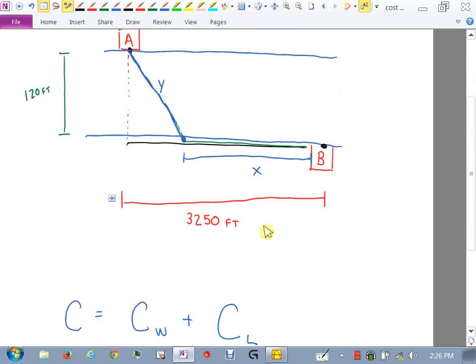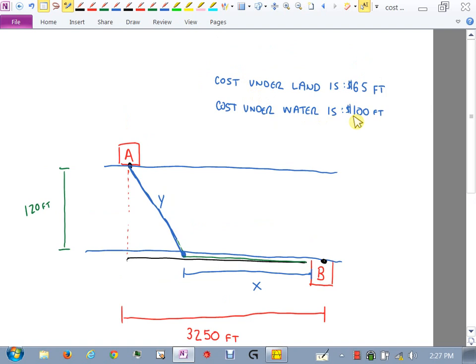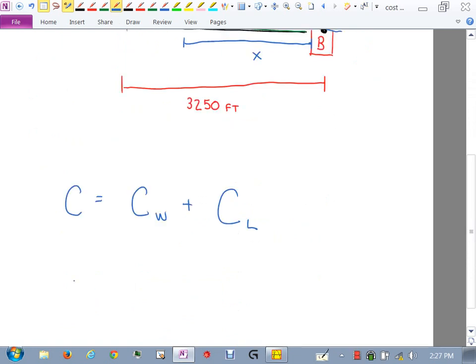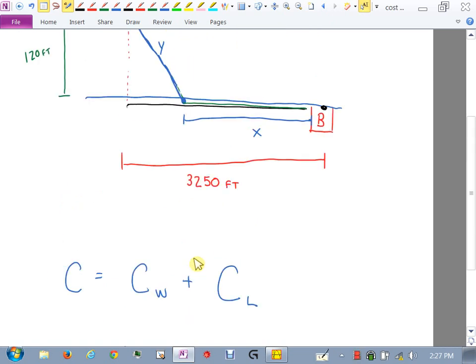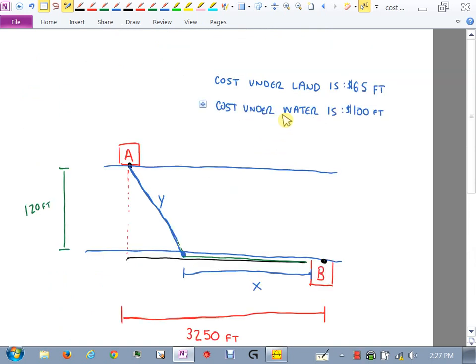All right, so let's keep going. So would you agree that the cost to go underwater will be $100 times the y? Because y is the distance we go underwater. So this will be, cost is 100 times y, plus, now the cost to go on the land is what? 65 times x.